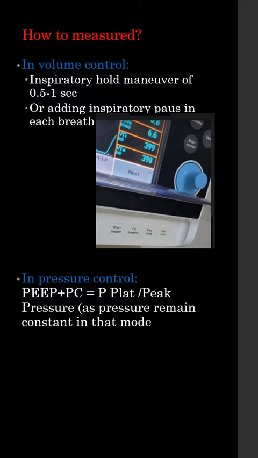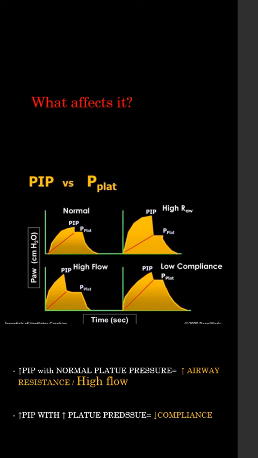So how is it measured? In volume control mode, you have to simply press the inspiratory hold button for 0.5 to 1 second, or you can add an inspiratory pause for each breath. In pressure control, the set pressure plus PEEP is the plateau pressure or peak airway pressure, because in pressure control, throughout the cycle the pressure remains constant, and the ventilator changes the flow according to the patient's lungs compliance.